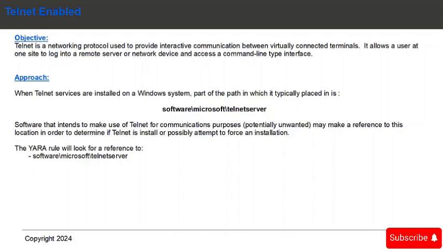When Telnet services are installed on a Windows system, the path in which these components are placed is software/Microsoft/Telnet server. The YARA rule that we're going to look at in this particular lesson will help us identify if this location is active on a Windows system. Software that intends to make use of Telnet for communication purposes, and these are probably unwanted communications, may make a reference to this location to try to see if Telnet is installed, or possibly even to try to force some sort of installation to that location. The rule that we're going to develop will look for a reference to software/Microsoft/Telnet server.